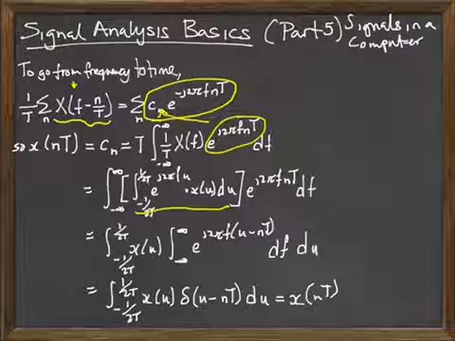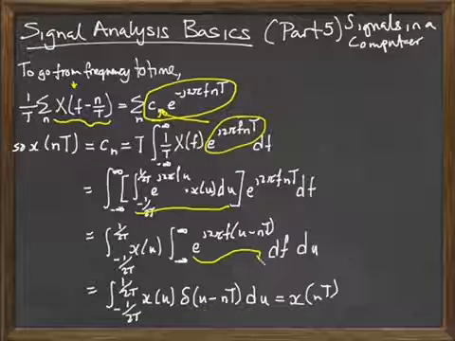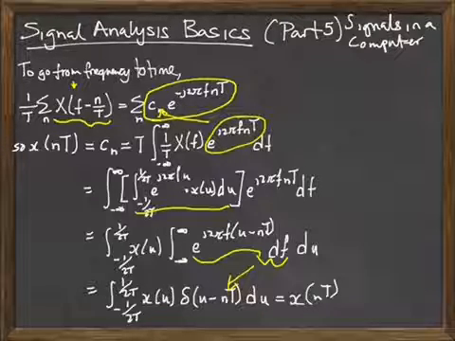And as you can see, we get a delta function right here that brings us over here. And integrating over this delta function basically tells it to change whatever this is in the function to become this, so we end up with x of nt, as we expected.